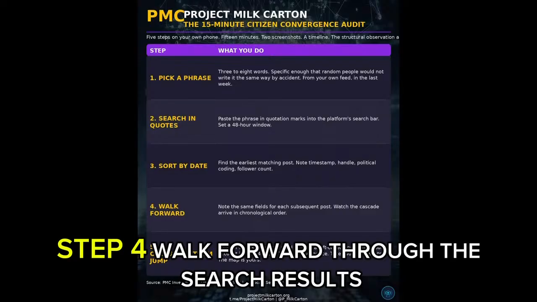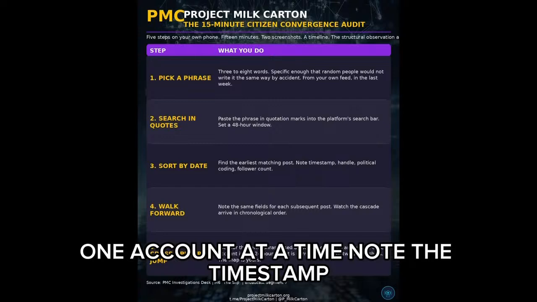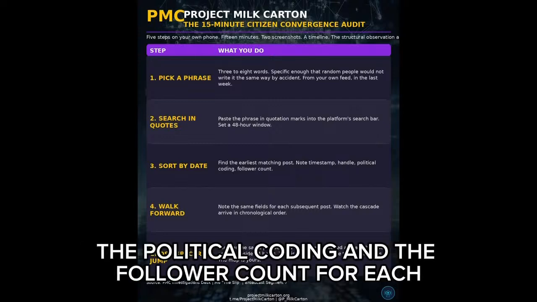Step 4. Walk forward through the search results, one account at a time. Note the timestamp, the political coding, and the follower count for each.